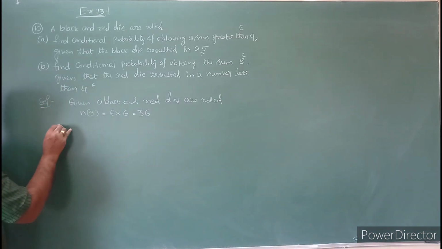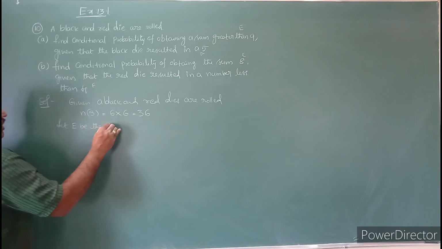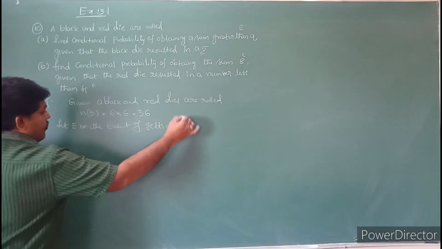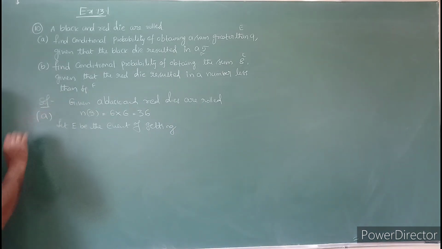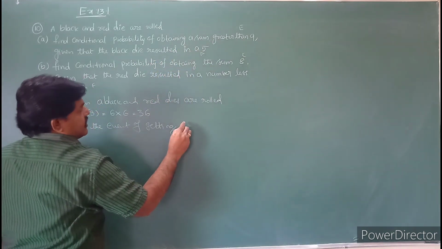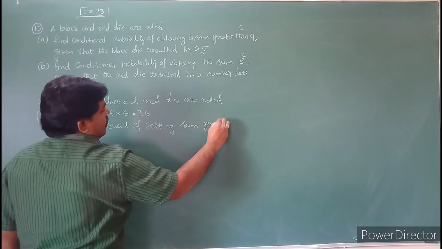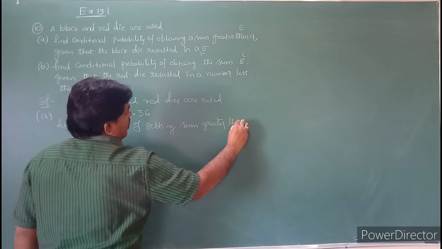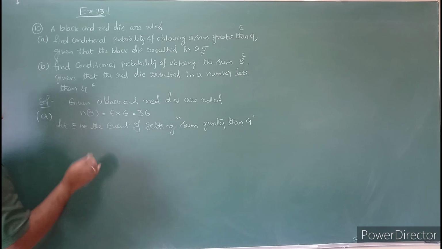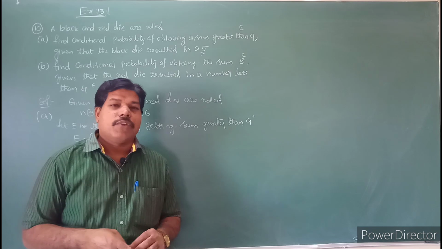What is E first? Let E be the event of getting, for problem number A, the first problem. Let E be the event of getting the sum greater than 9. You have to get the sum greater than 9. So what is E? If you are rolling 2 dice, what is the sum greater than 9?